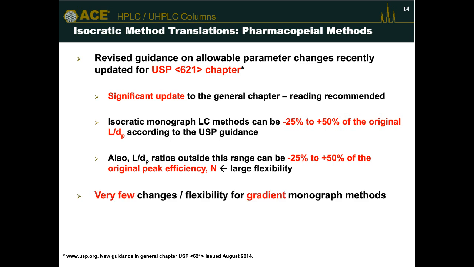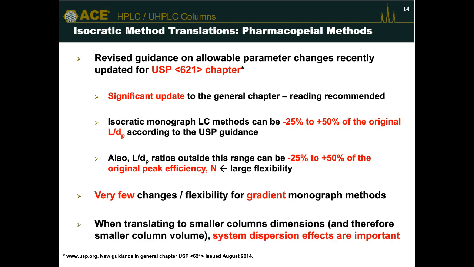Gradient methods, there's not that flexibility. So if your monograph states a gradient, then you have very little flexibility on the method column that you can use without having to do a revalidation.